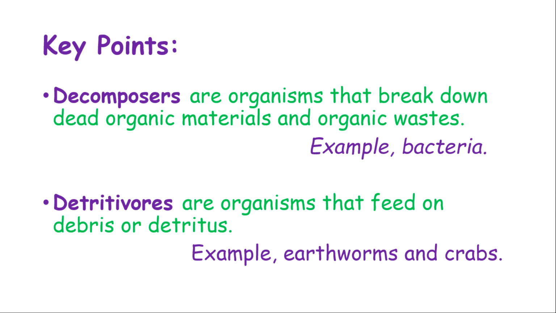Now another one is called detritivores, and detritivores are organisms that feed on debris or detritus. Okay, so those debris that are there in the ecosystem, these organisms will feed on them, and examples of these organisms will be earthworms and crabs. So they feed on those remains, or what they call debris or detritus.